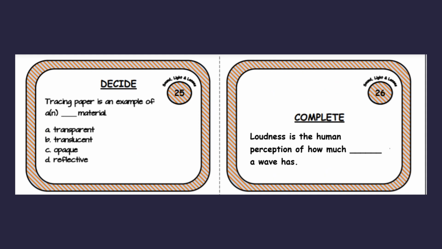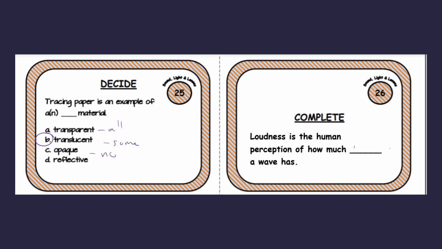Tracing paper is an example of a translucent material. So it allows you to see some of the object underneath, enough for you to be able to trace. But it's not completely transparent. It's actually really difficult to make paper that would be completely transparent, but it is translucent. So guys, just so we go through this. Transparent means you can see through it and all light passes through. Translucent means some light passes through. Opaque means no light passes through.